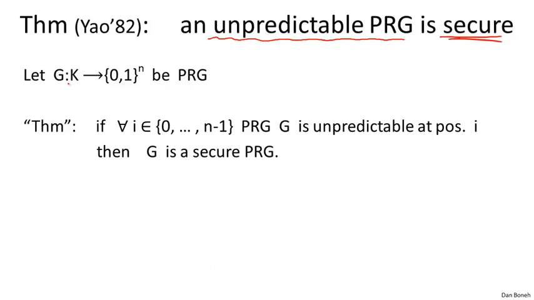So here we have our generator that outputs n-bit outputs. The theorem says the following: basically for all bit positions, it's impossible to predict the i plus first bit of the output given the first i bits, and that's true for all i. In other words, again, the generator is unpredictable for all bit positions. Then that in fact implies that the generator is a secure PRG.